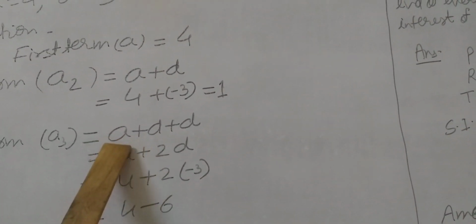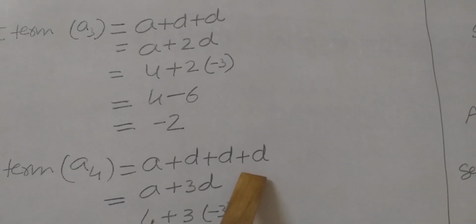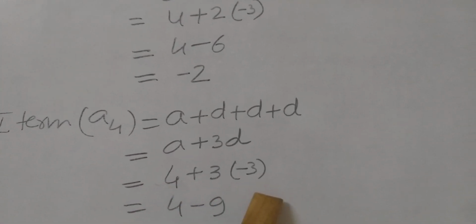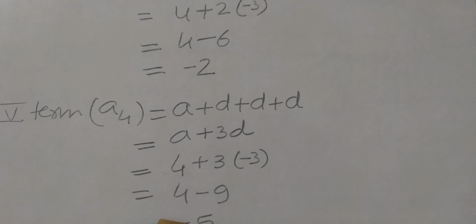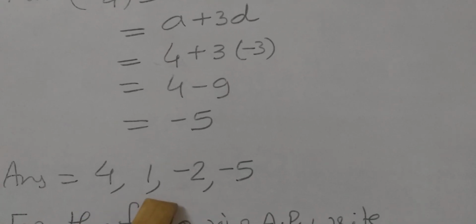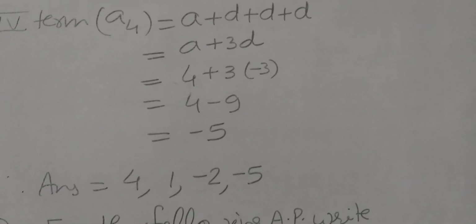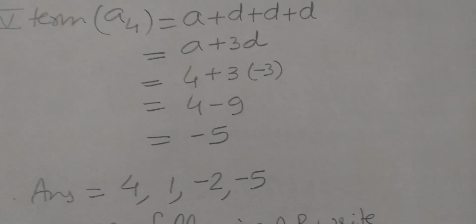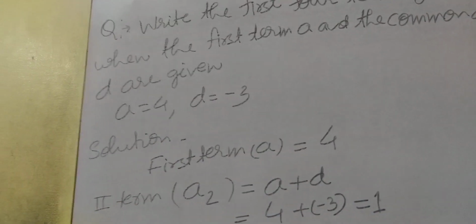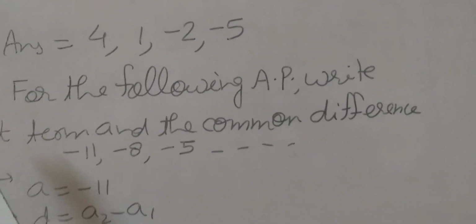Now students, fourth term A4. So the third term is A plus D plus D. For getting the fourth term, we have to add D again, means A plus 3D. So 4 plus 3 into -3, D value -3, that is 4 minus 9, -5. So these are the first four terms: 4, 1, -2 and -5. So this is the method of getting the required number of terms when the first term and common difference are given to us.